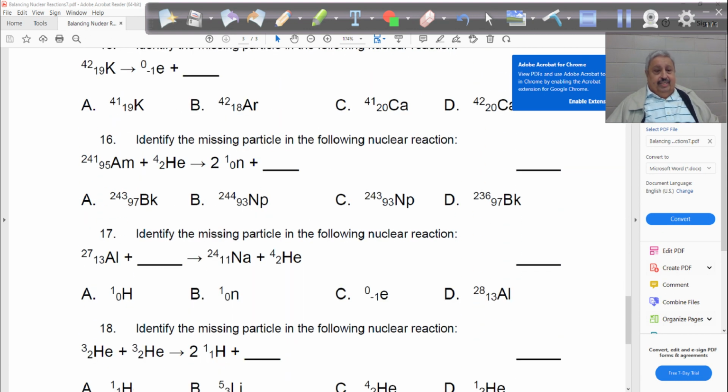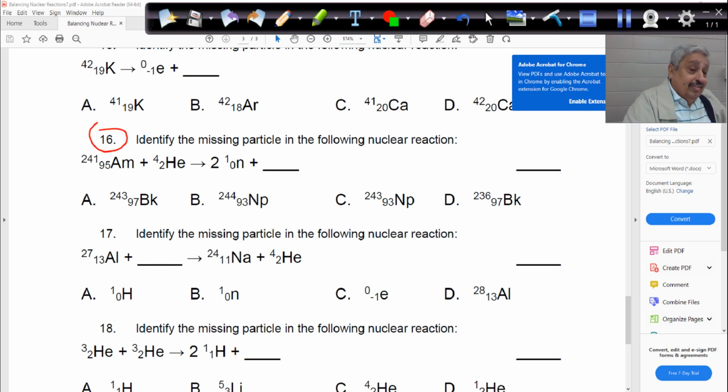How about 16, guys? That's a good one. That comes in the quiz. It comes in the final exam. 16 is typical because a lot of students are confused. So how much on the left? Atomic mass is 245, correct? How much is the atomic number? 97. Now we have to be careful here. How many do I have here?